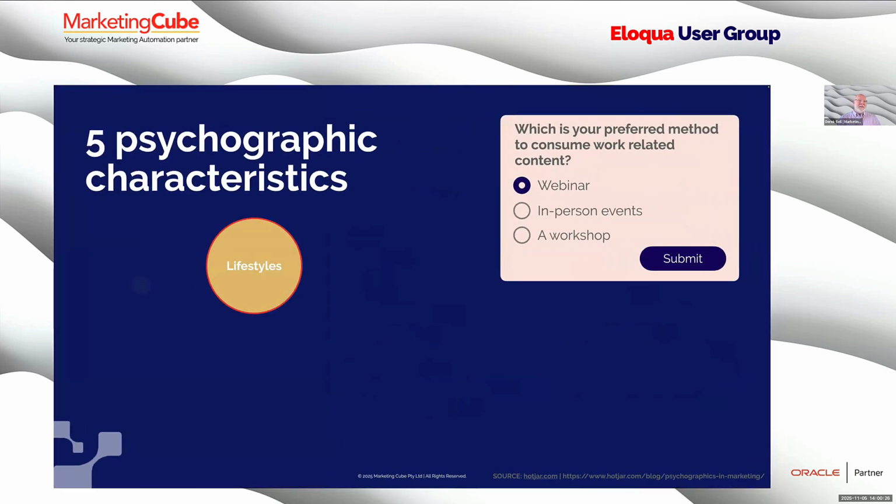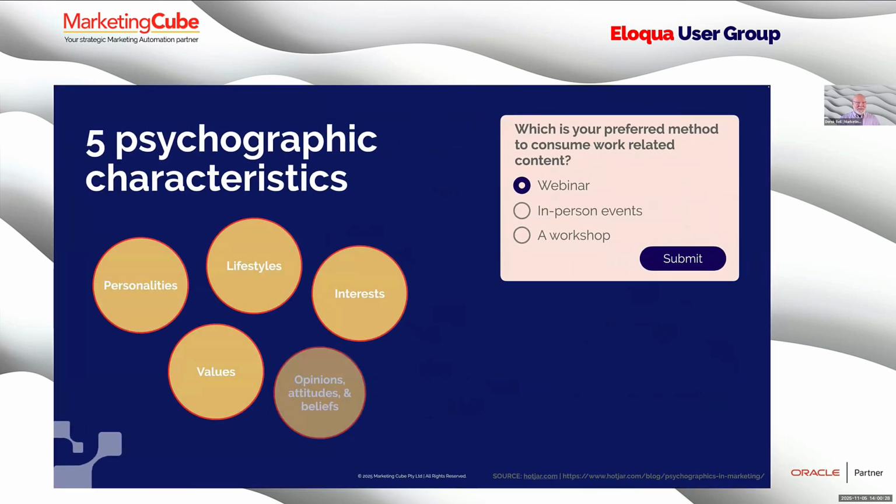Now, I found some information from an interesting organization, hotjar.com, and I've got the URL there, which I will include in the blog post for you to have a look at. It's very market research oriented in what it's doing, but the thing that I was able to pick out of it was the way we ask questions. We can be smarter about the way we do it. First of all, 5 psychographic characteristics that they group. They group them as personalities, lifestyles, interests, opinions, attitudes, and beliefs, and values. And then under each of those, you'll find different questions, ideas, and examples that support each of those.